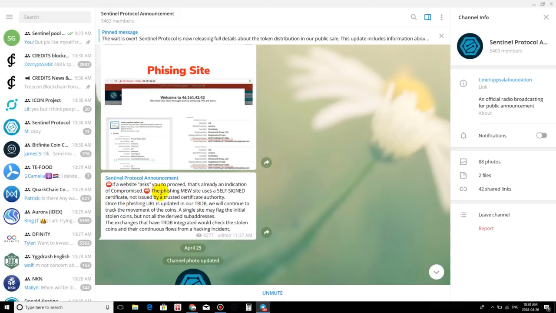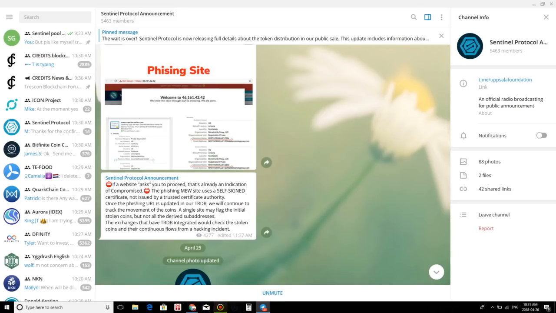If a website asks you to proceed, that's already an indication of compromise. The phishing MyEtherWallet site uses a self-signed certificate, not issued by a trusted certificate authority. Once the phishing URL is updated to our TRDB, we will continue to track the movement of coins. A single site may flag the initial stolen coins, but not all the derived sub-addresses. The exchanges that have TRDB integrated would check the stolen coins and their continuous flow from the hacking incident.